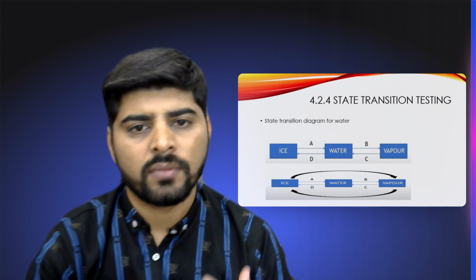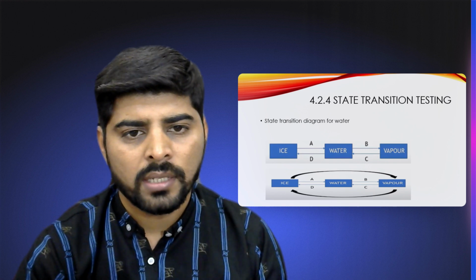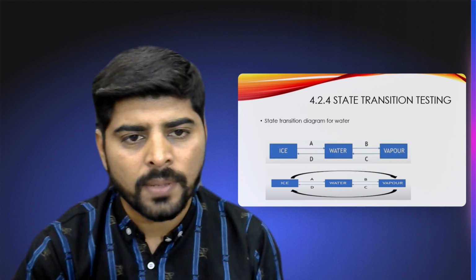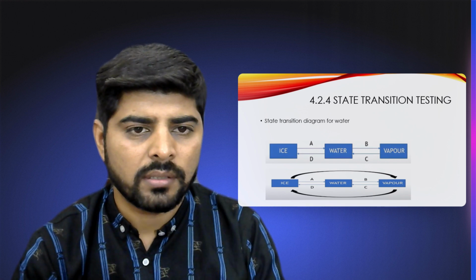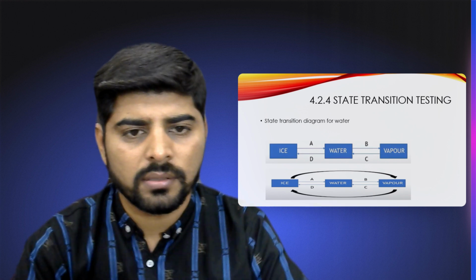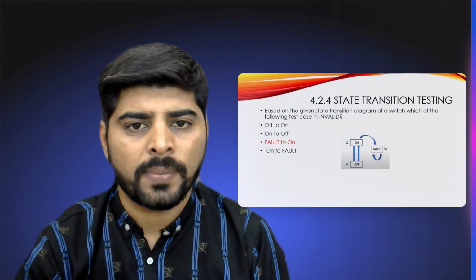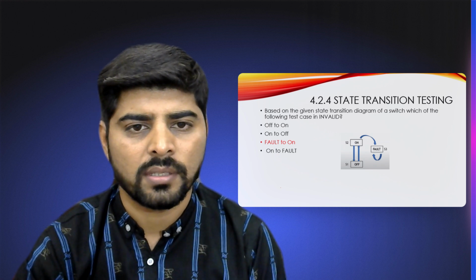For example, we have ice can go into water and water can go into vapor. Then from ice to water, water back to ice, water to vapor, vapor to ice. Then with this state, we can test these transitions. Suppose here is an example based upon the given state transition diagram: which of the following is an invalid case?